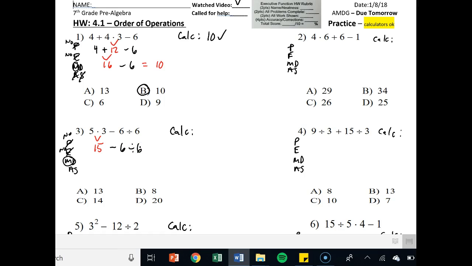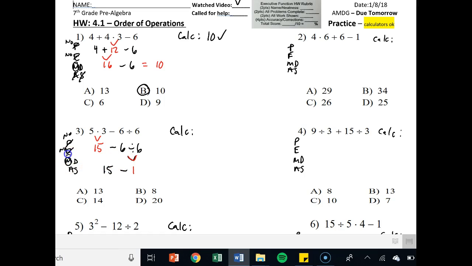Right, so now I'm going to continue to look at my PEMDAS. If I look at my PEMDAS carefully, you'll see that I circled the MD there. That division comes next. So not 15 minus 6 like a lot of you would like to do. It's 6 divided by 6. So 6 divided by 6 gives you 1. So then you drop down everything else. It should be 15 minus 1.